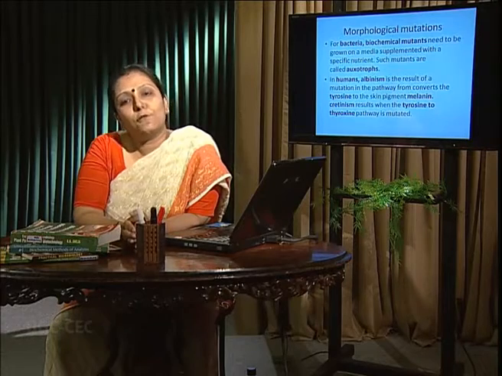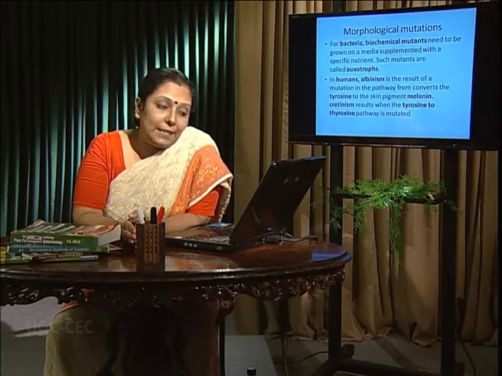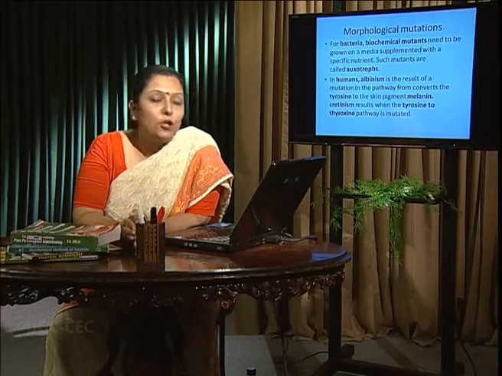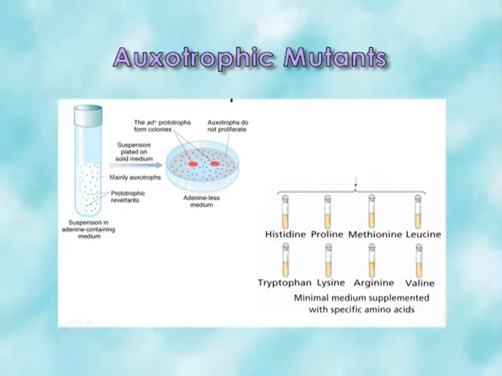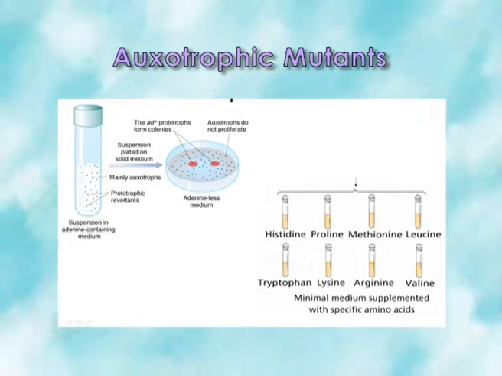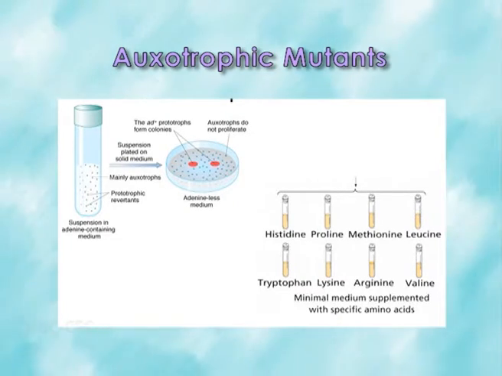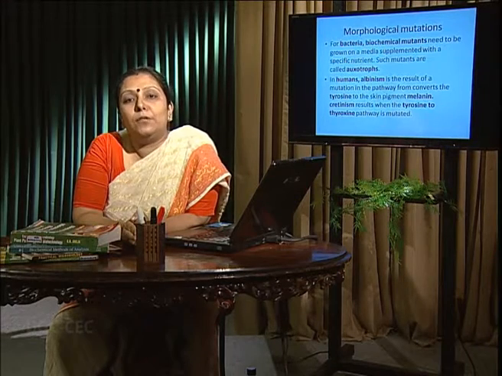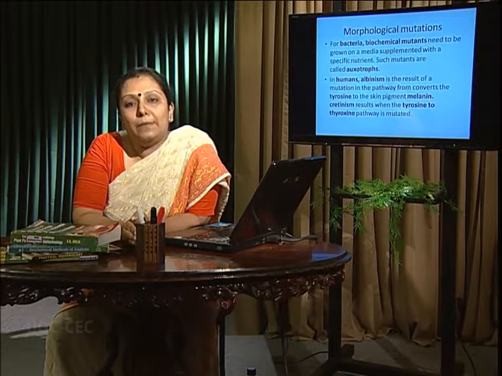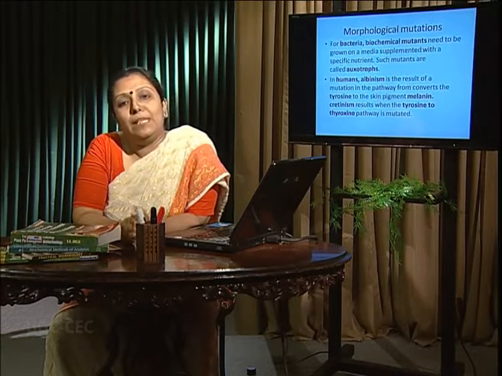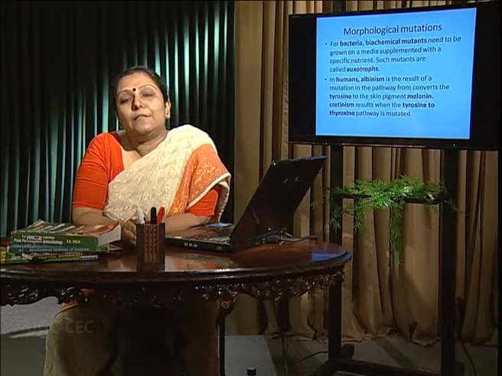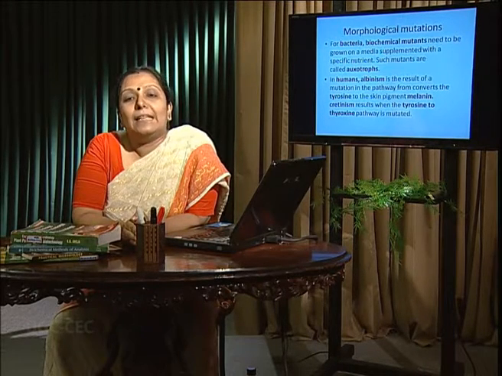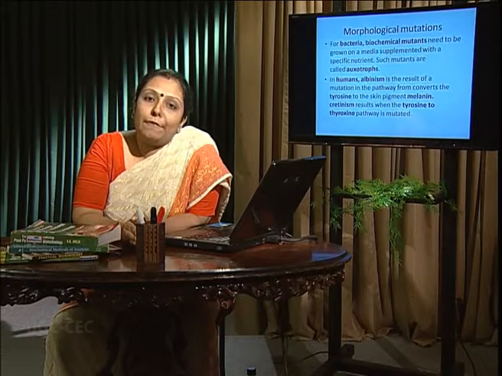Now, let us see what the morphological mutations are. In the case of bacteria, we can find some morphological mutations like auxotrophs. Auxotroph means that if they are plated on minimal media lacking any one of the nutritional requirements, they are unable to grow. But if they are supplemented with that particular nutrient, they are able to grow. Prototrophs are able to grow in all conditions, on both supplemented and minimal media.